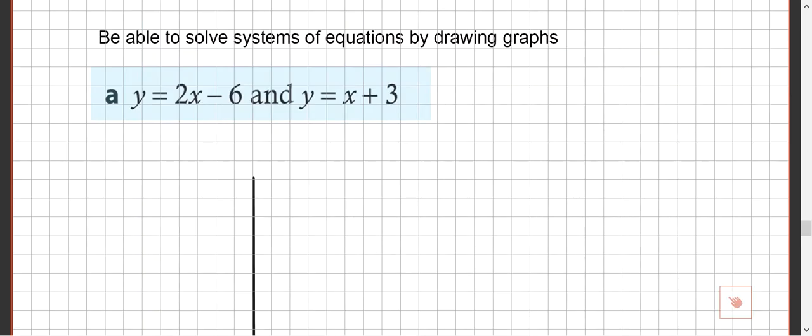So we are going to carry on. We're going to solve equations by drawing the graphs, but we're going to do it by hand this time rather than using the computer. When it asks you to solve a system of equations and gives you two equations, what are we looking for? The point where they intersect. So where the two lines cross, that's the visuals of it.